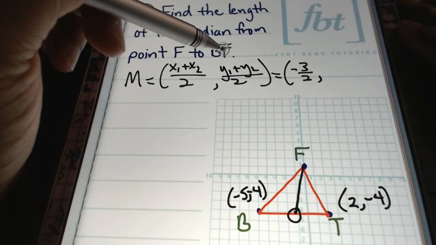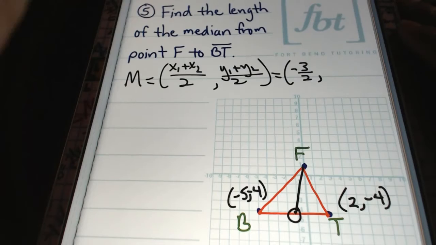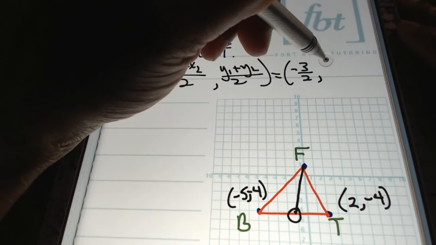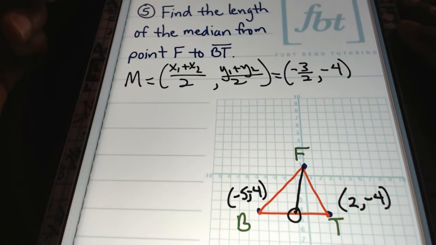Then for the y value of our midpoint, you'll have negative 4 plus negative 4, which gives you negative 8, and negative 8 divided by 2 gives you negative 4. All right, so this is what we have for our midpoint.